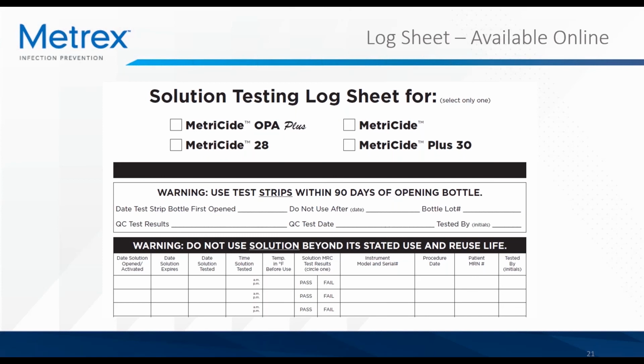You'll definitely want a thorough log sheet that your staff will be comfortable with adding to multiple times a day if you high-level disinfect multiple times a day. Now we're going to go through the procedure for both manual processing and automated processing for our Metrocide OPA Plus solution.